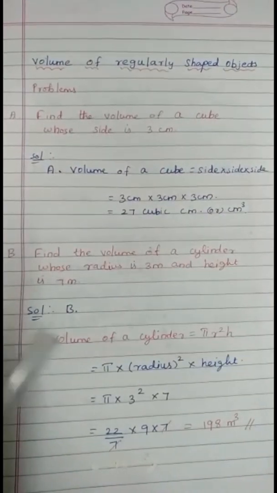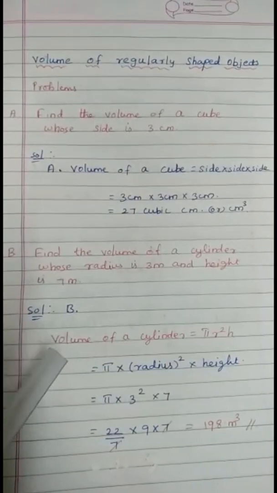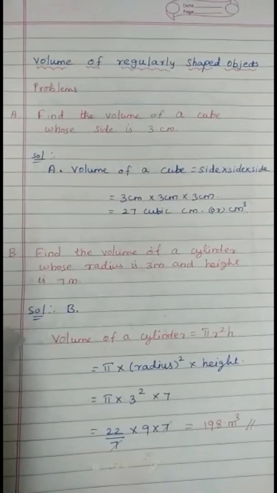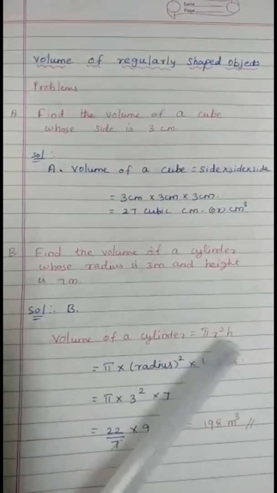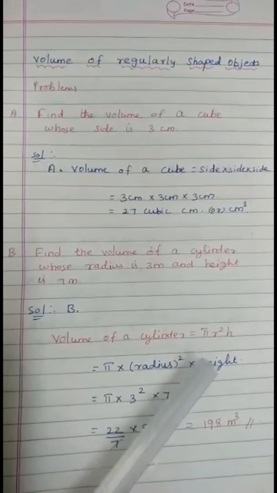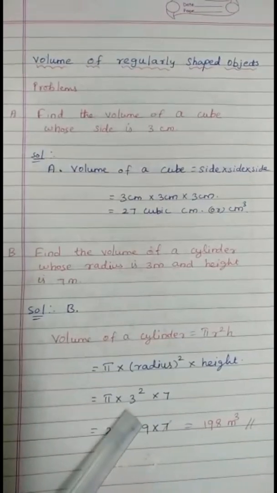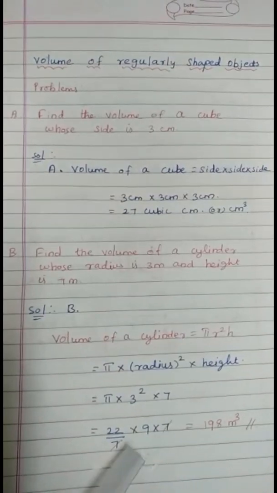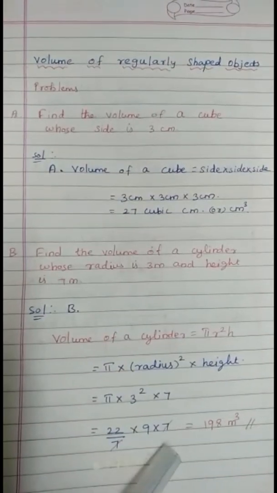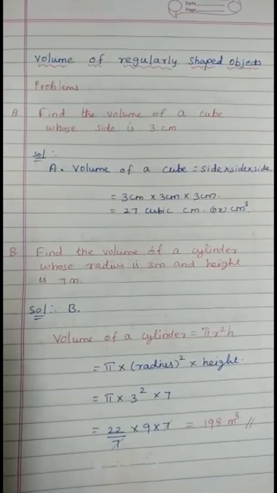Second problem. Find the volume of a cylinder whose radius is 3 meter and height is 7 meter. What is the formula for volume of a cylinder? Volume of a cylinder is equal to pi r square h. Pi value is 22 by 7. Radius value 3 meter, so 3 square, and height is 7 meter. So 22 by 7 into 9 into 7. So answer is 198 cubic meter.